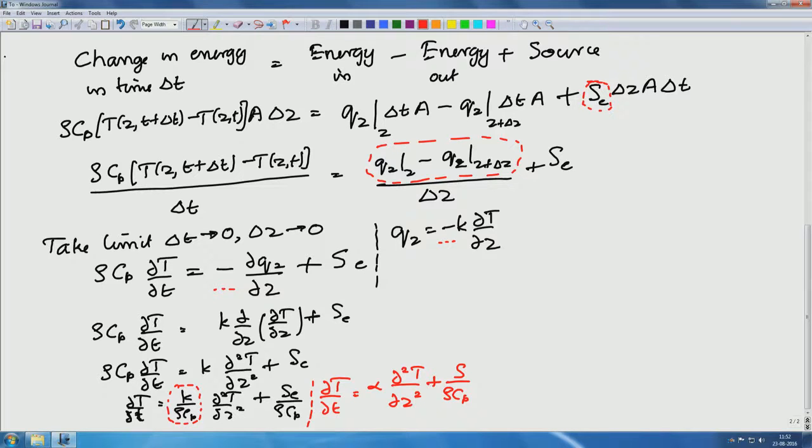We will see a little bit more about the analogy between mass and heat diffusion in the next lecture, and then we will look at how to solve these problems.